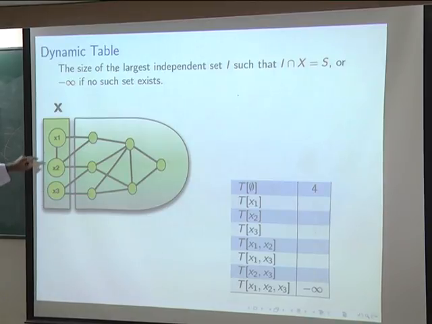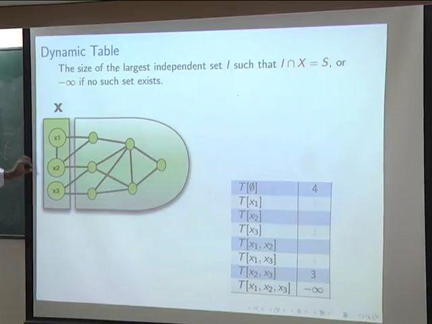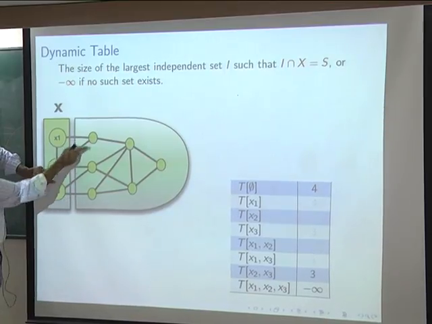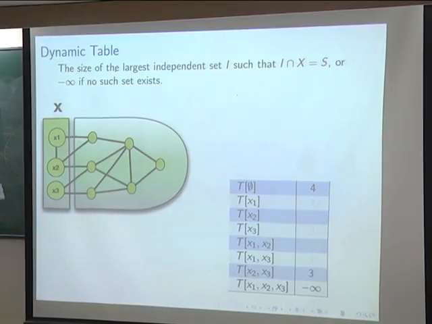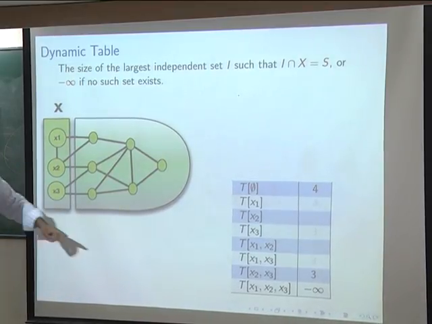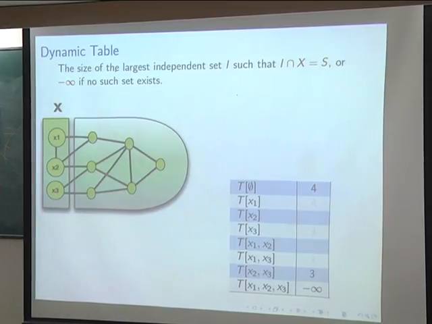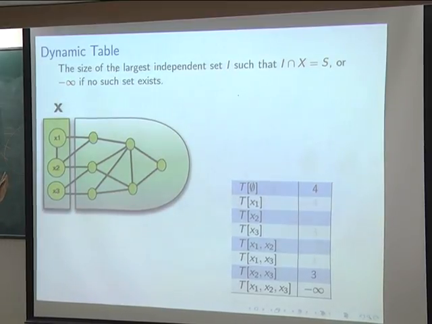Can there be an independent set containing x1, x2, and x3? Because there is an edge between them, we cannot extend this to an independent set, so minus infinity. Let's see some other value. What about T of x2, x3? If I pick x2 and x3, clearly these guys are not allowed to be picked. And from this triangle, you can only pick one. So the largest independent set containing x2 and x3 is 3. Agreed? I'm just filling the table.